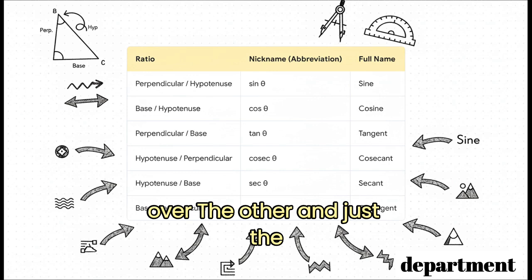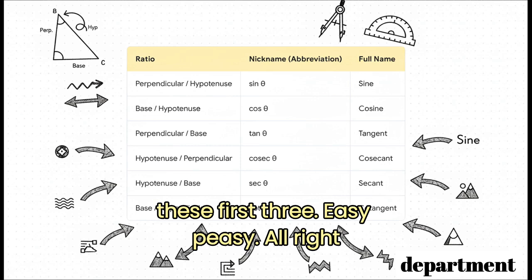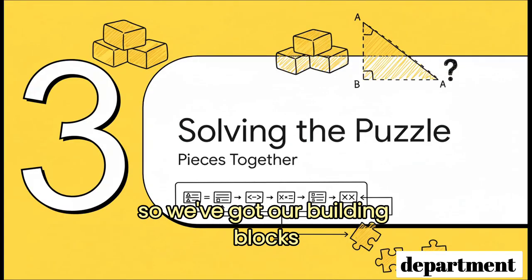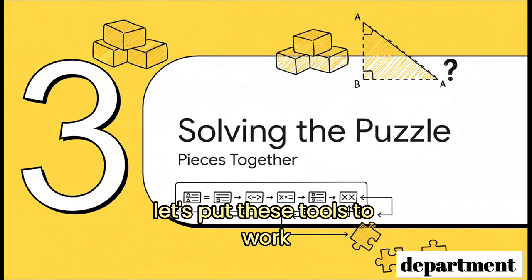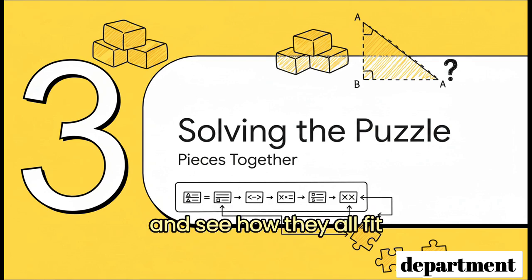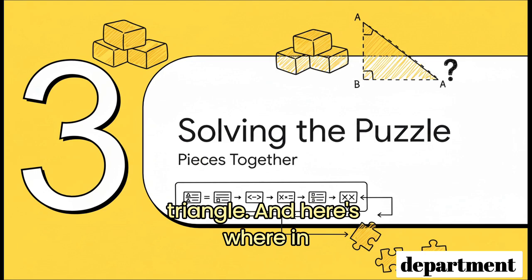The other 3, cosecant, secant, and cotangent, they're just the flipped, reciprocal versions of these first 3. Easy peasy. All right, so we've got our building blocks. We know the sides. We know their 6 ratio nicknames. Now let's put these tools to work and see how they all fit together to solve actual puzzles, like finding missing pieces of a triangle.